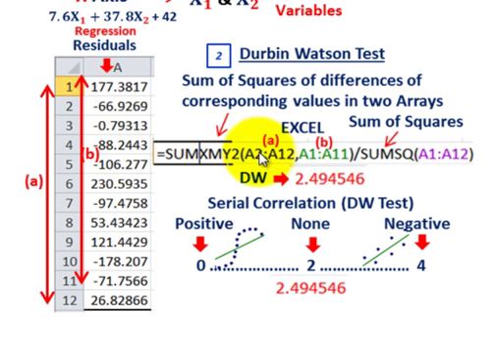So in Excel, the first array goes from A2 down to A12, and the second array is A1 to A11. I'm showing A and B here. And then you divide it by the sum of squares, A1 to A12, all the way down. Then hit enter and you're going to come up with a number. Our Durbin-Watson number for the set of data we're looking at is 2.494.